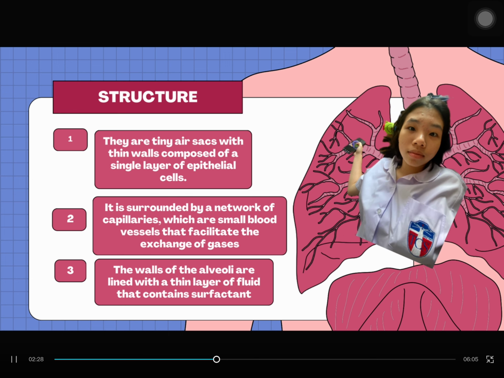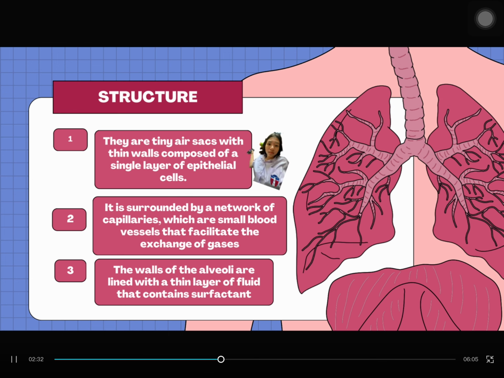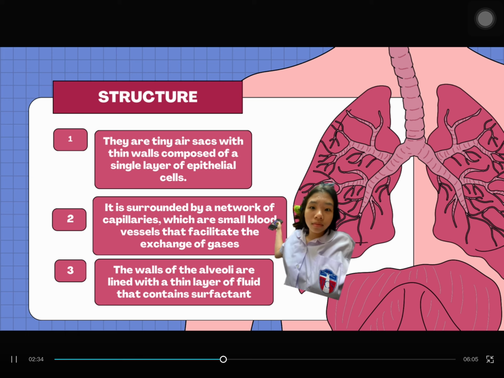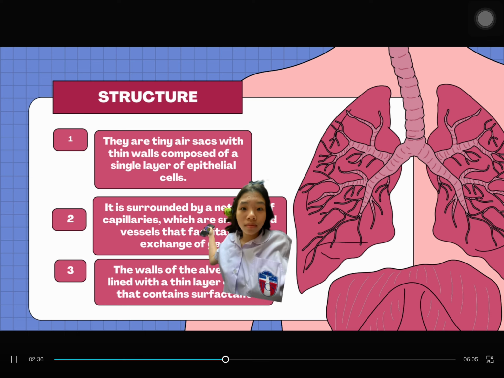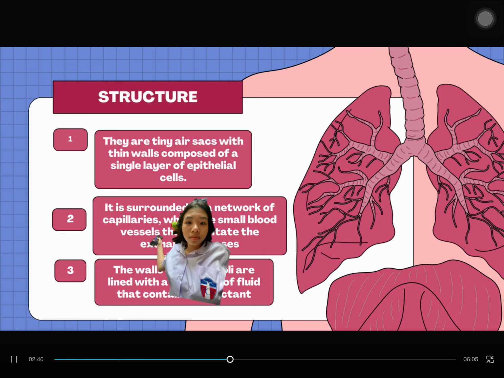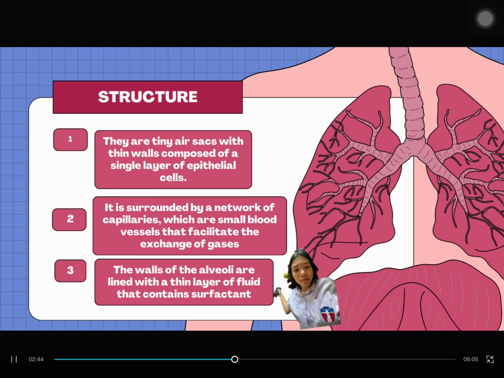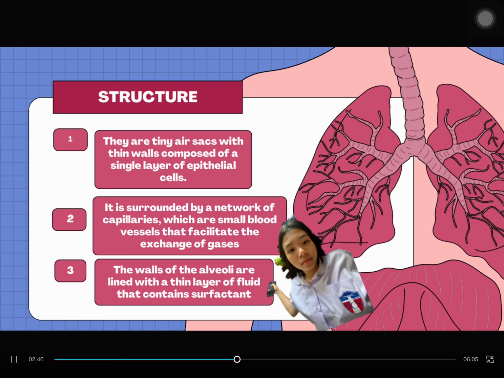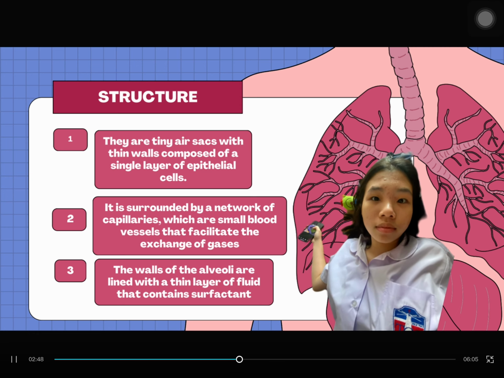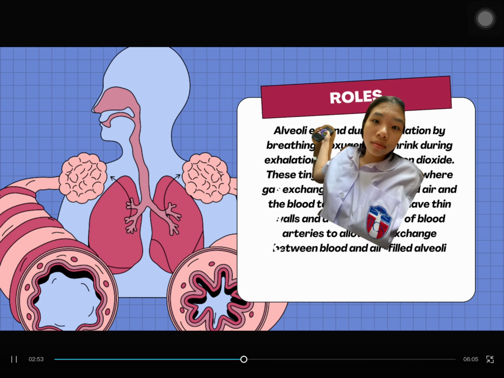Their structure is a tiny air sac with thin walls composed of a single layer of epithelial cells. It is also surrounded by a network of capillaries, which are small blood vessels that facilitate the exchange of gases. And not only that, the walls of it are lined with a thin layer of fluid that contains surfactants. Now let's understand more about the function and roles of the alveoli.